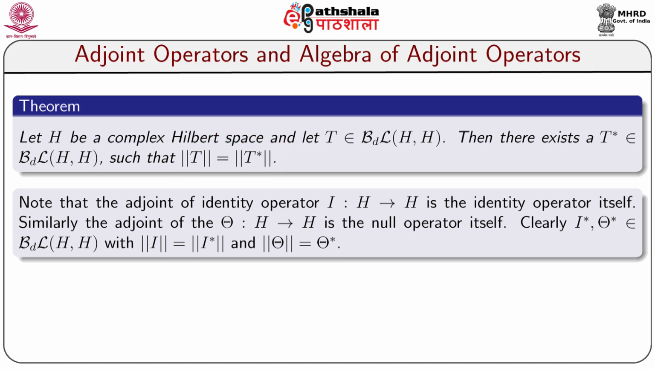It is to be noted that the adjoint of the identity operator I from H to H is the identity operator itself. Similarly, the adjoint of the null operator from H to H is the null operator itself. Clearly, I star and theta star, the null operator, belong to BL(H, H) with norm of I equal to norm of I star and norm theta equal to norm theta star, where capital theta is the null operator.